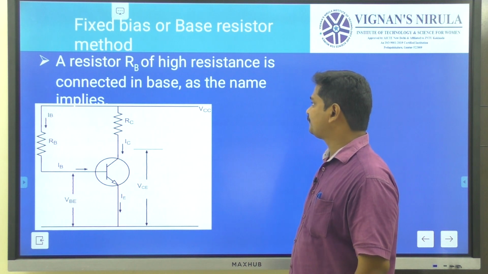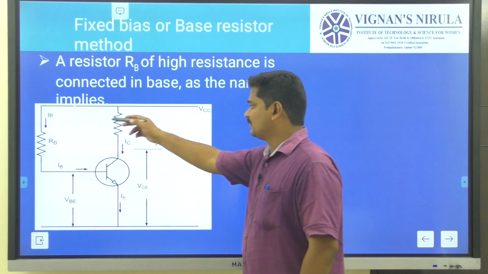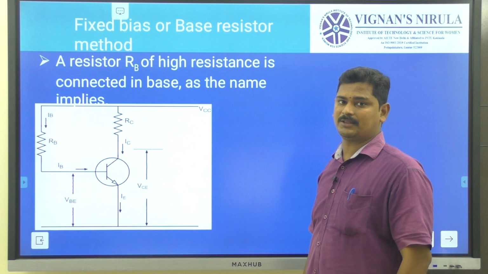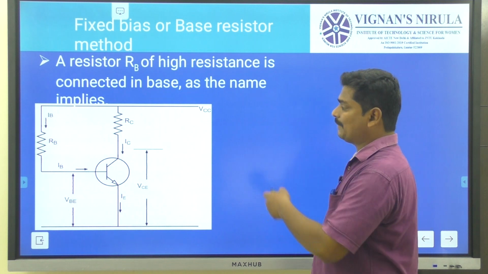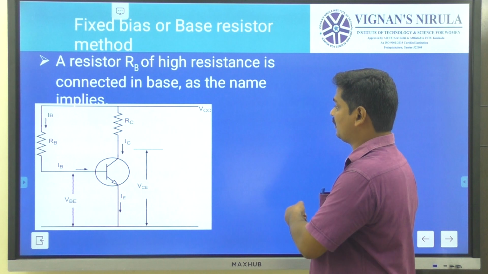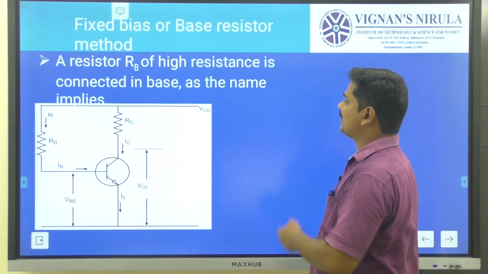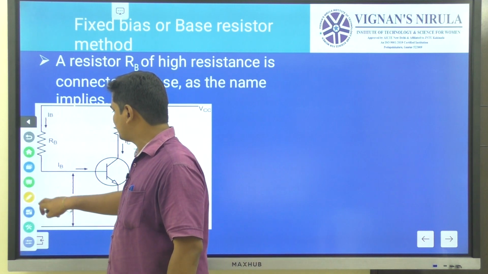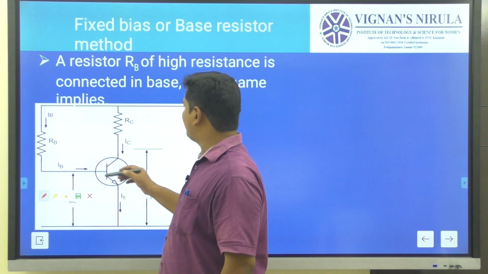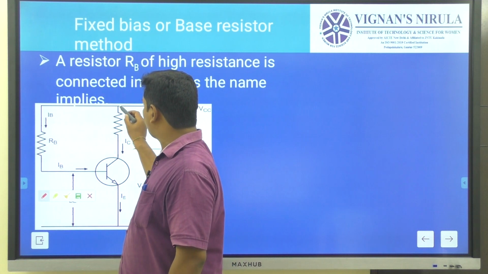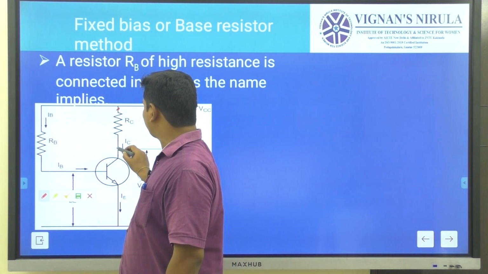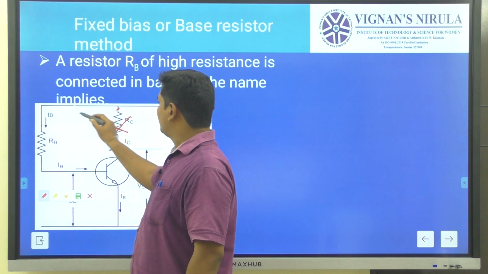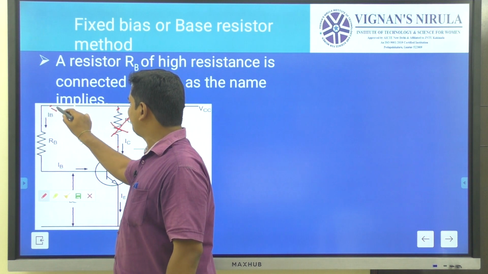Here the entire circuit values depend upon the value of RB. Why does it depend upon the value of RB? We will see in the mathematical analysis. Now see, if you apply the Kirchhoff voltage law across the input junction, if you apply VCC, the current flows, you just avoid this transistor and this resistor, and now see here this is the VCC value.